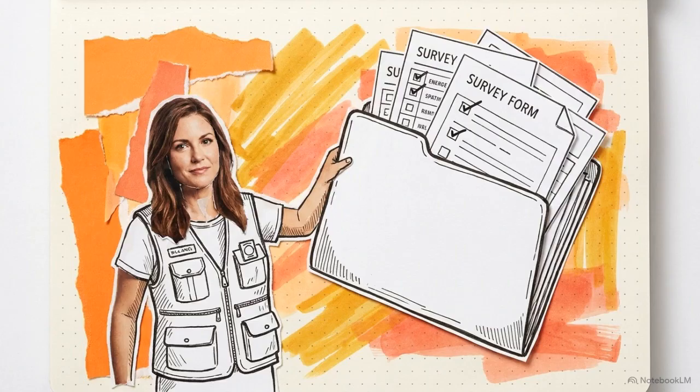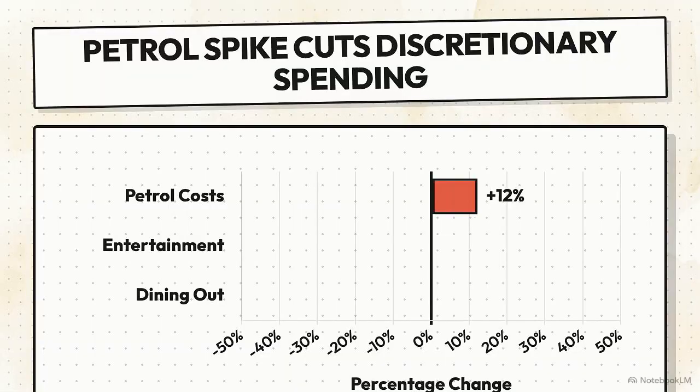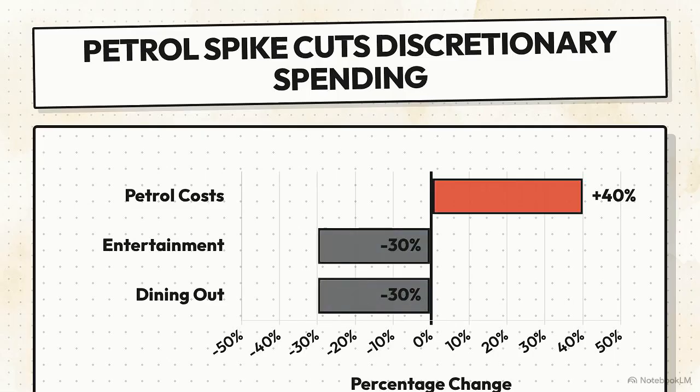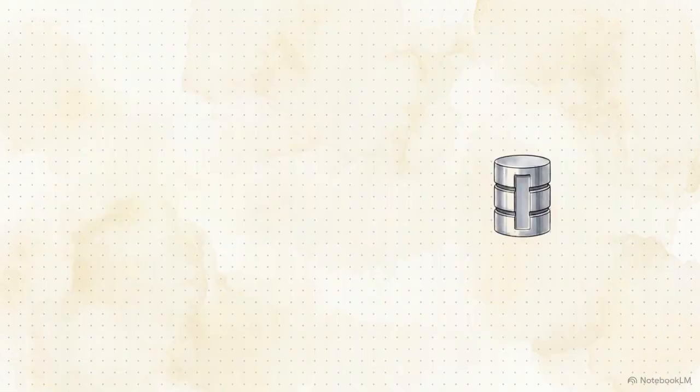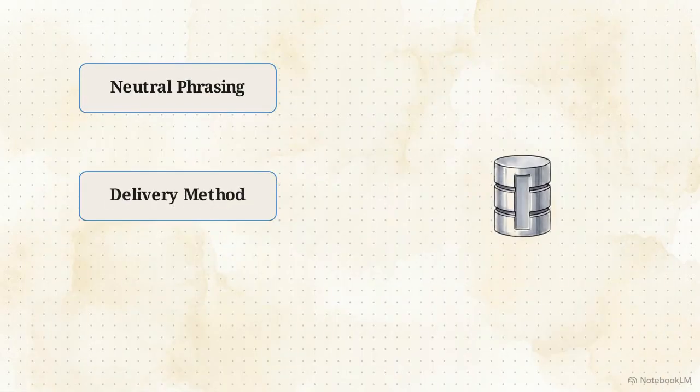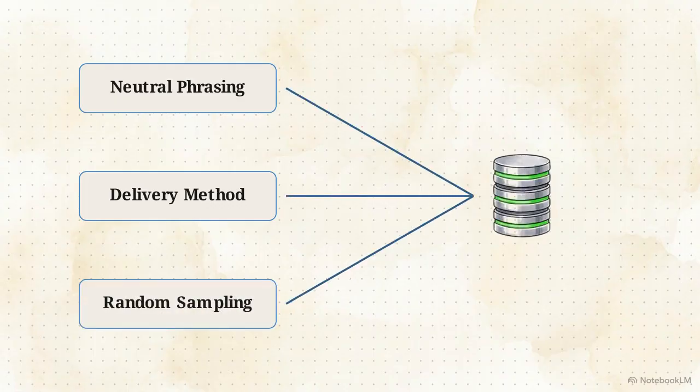Returning to our local neighborhood, the results are in. We now have a clean dataset showing exactly how the petrol price hike forced families to cut back on their discretionary spending. We got this clarity because our neutral phrasing, strategic delivery method, and strict random sampling stripped the human error out of the equation.